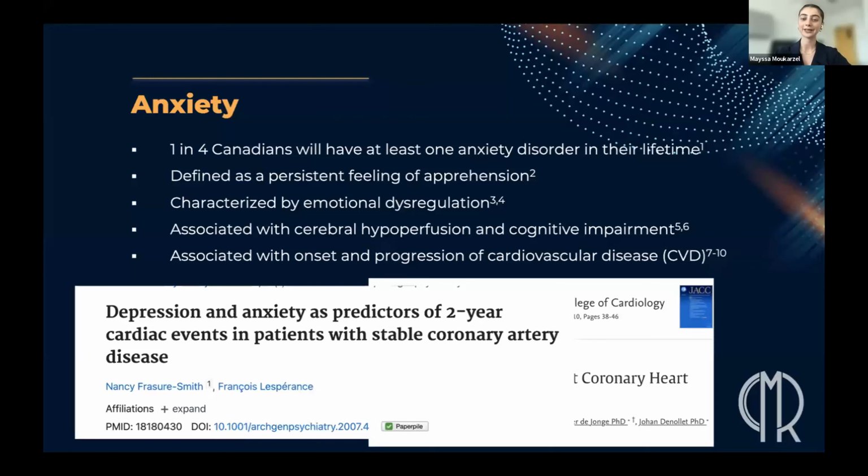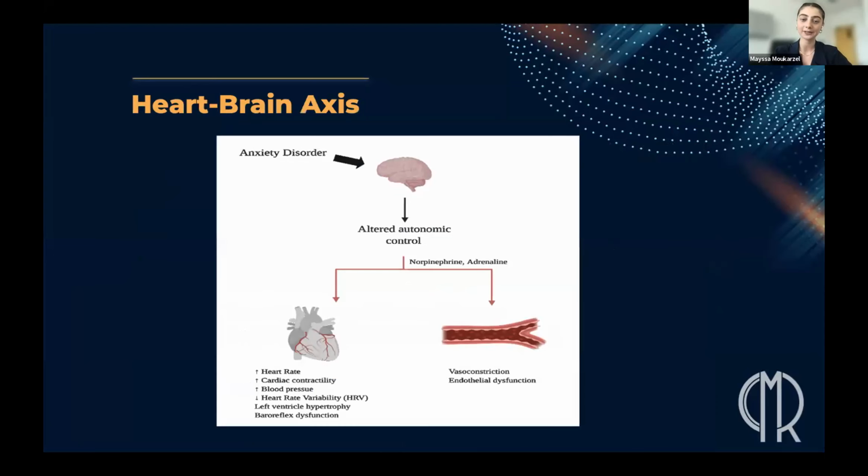Now, despite this increasing prevalence of CVD that we see in patients with anxiety disorder, the exact mechanism linking anxiety and CVD remains unknown. However, there are several hypotheses pertaining to the heart-brain axis that could explain this trend further. Patients with anxiety disorder have been shown to have an altered autonomic control, which is composed of the parasympathetic nervous system and the sympathetic nervous system. Now, once you have a bit of stress or a stressful stimulus, your sympathetic nervous system is activated.